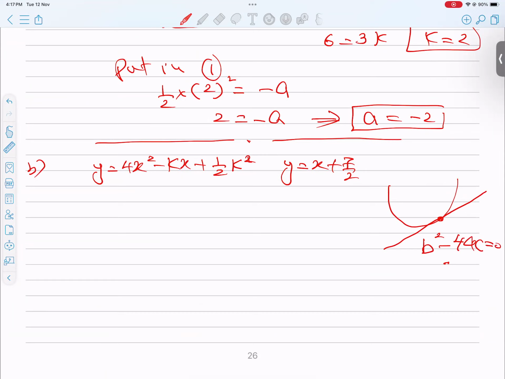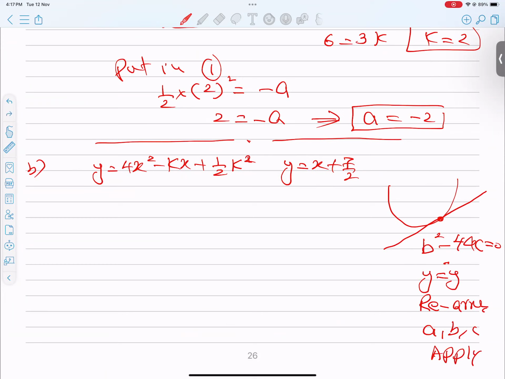But how will we do it? How do we apply it? Do we have a, b, c values? The answer is no. Step by step. Step number 1: y equal to y or x equal to x. Step number 2: rearrange the equation, get a, b, c, and then you apply the formula. Then apply the formula, this one.